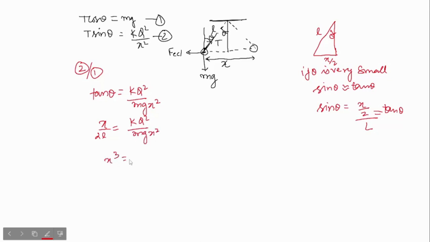So x cube equals 2kL q square over mg. So x will be L q square over 2 pi epsilon naught mg, to the power 1 by 3. So this will be the distance between both suspended point charges. Okay, thank you.